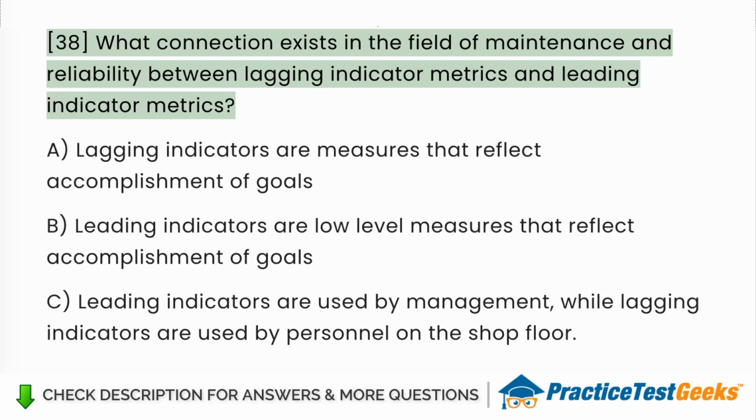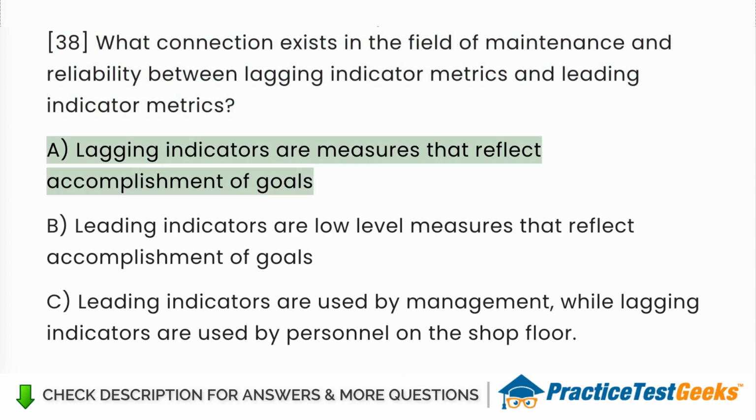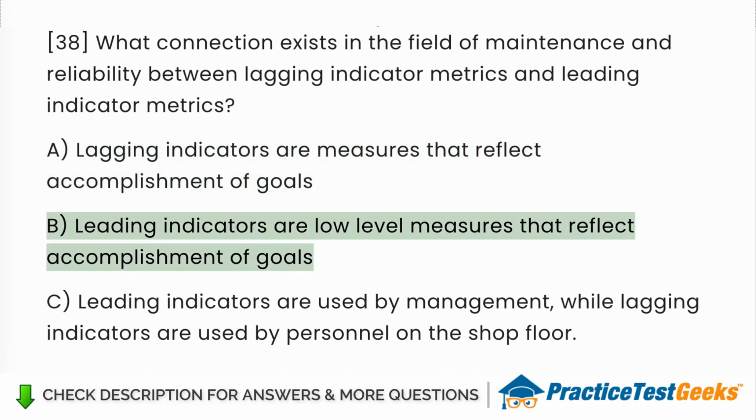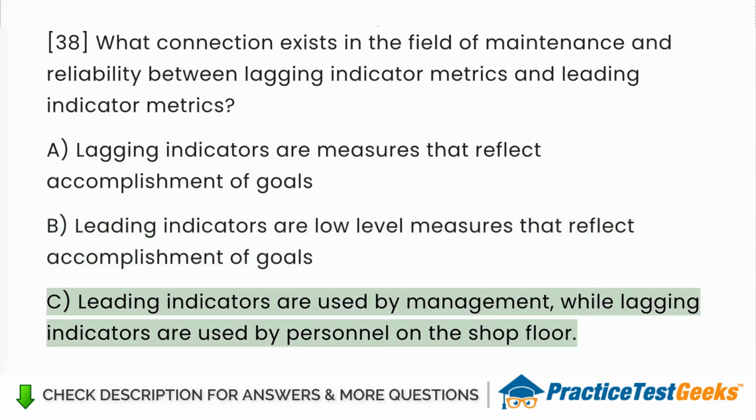What difference exists in the field of maintenance and reliability between lagging indicator metrics and leading indicator metrics? A. Lagging indicators are measures that reflect accomplishment of goals. B. Leading indicators are low-level measures that reflect accomplishment of goals. C. Leading indicators are used by management, while lagging indicators are used by personnel on the shop floor.